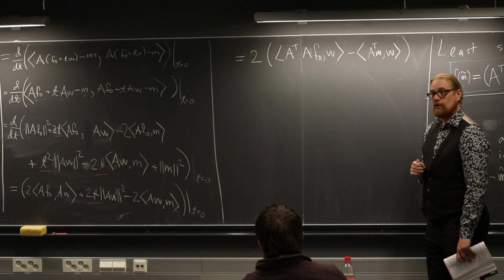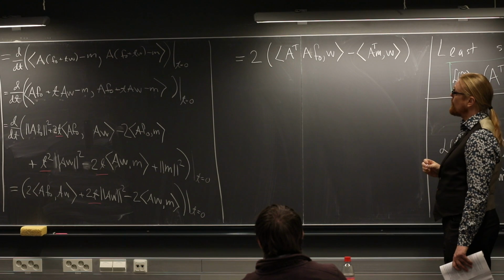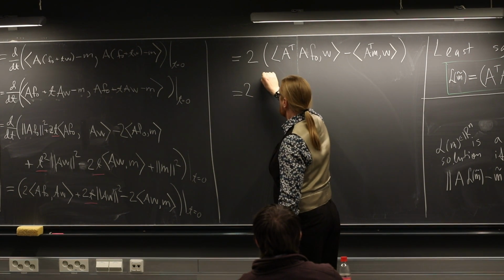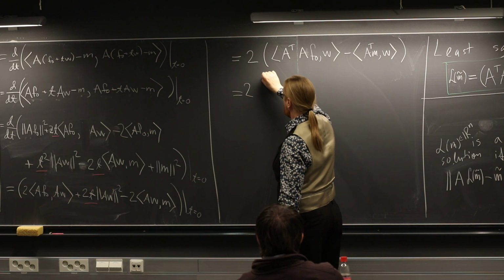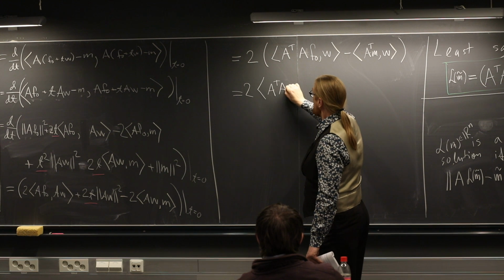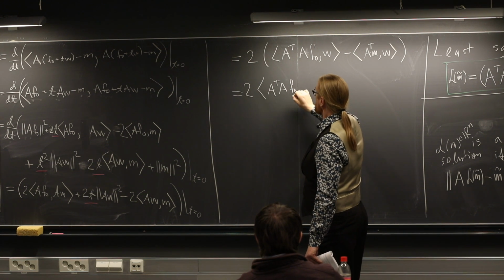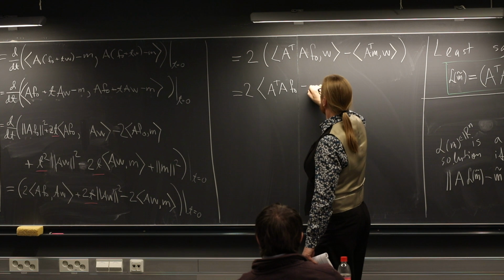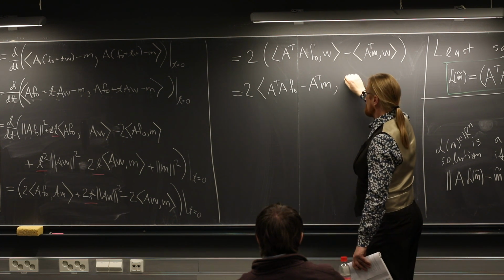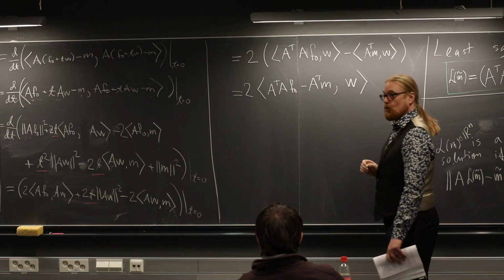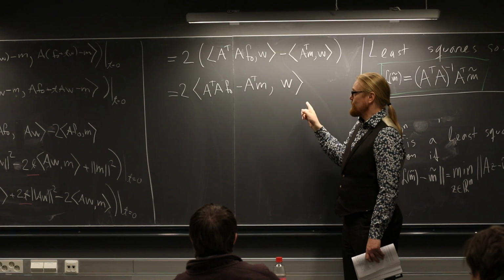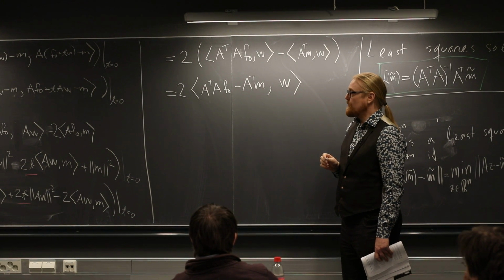That's what we have right now. And still, because of the linearity of the inner product, we can write this like this: A transpose A F0 minus A transpose M inner product with the vector W. A lot of computations. We are in this kind of situation.